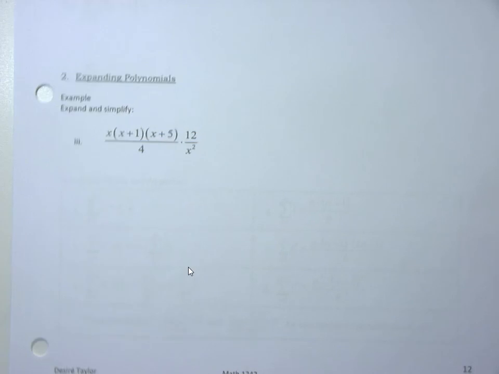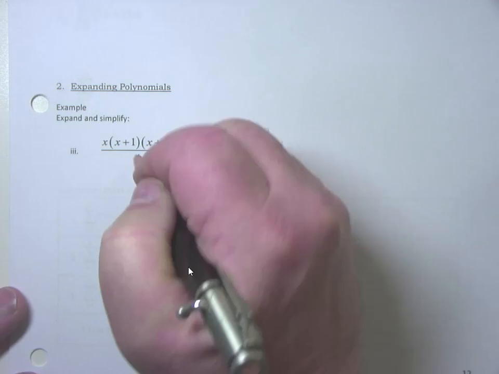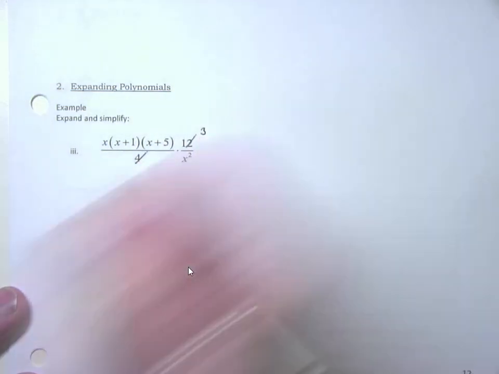The other algebra part here is simplifying and expanding polynomials. They want you to simplify this thing. I've got x times (x plus 1) times (x plus 5) divided by 4 times 12 over x squared. Well, it's strict multiplication and division, so things cancel. Doesn't matter the location. Here, the 4 goes into 12 3 times.